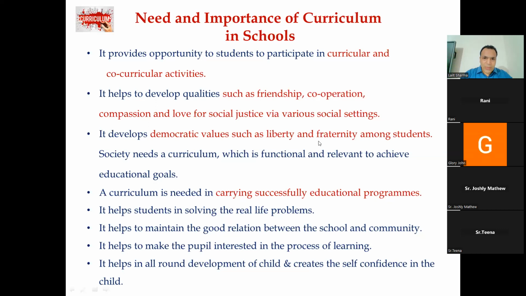So next is, this is all need and importance of the curriculum in school. Okay, it helps to develop qualities such as friendship, cooperation, compassion, love for social justice via various social settings. Curriculum develops democratic values such as liberty, fraternity among students. Society needs a curriculum which is functional and relevant to achieve educational aims. So guys, there is a need of changes in the curriculum according to the change in the time.